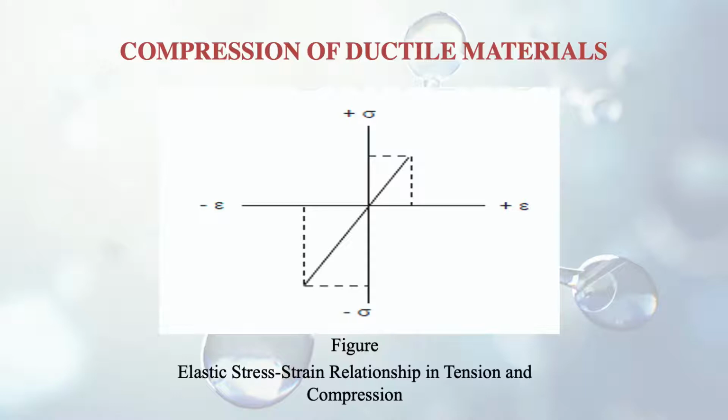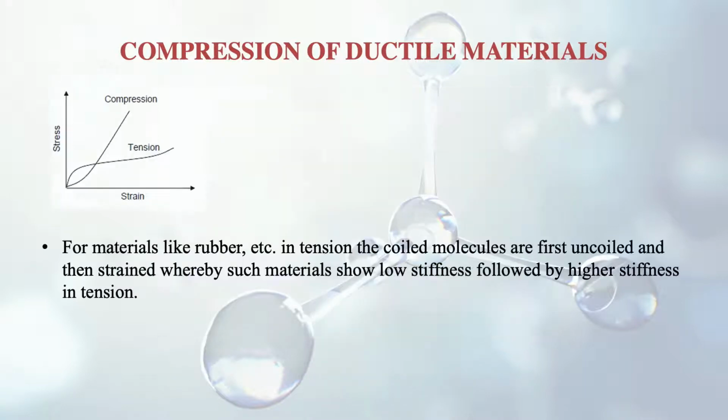Elastic stress-strain relationship in tension and compression is shown here, and we have seen that in compression it is more as compared to tension. So here is the behavior of the material rubber. For materials like rubber, in tension the coiled molecules are first uncoiled and then strained, whereby such materials show low stiffness followed by higher stiffness in tension.